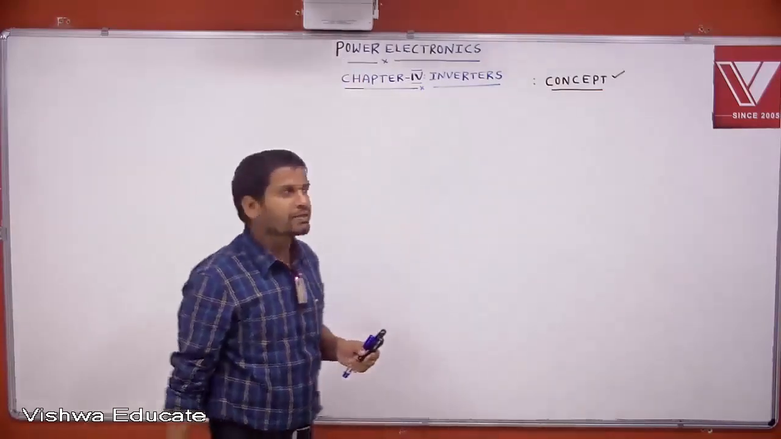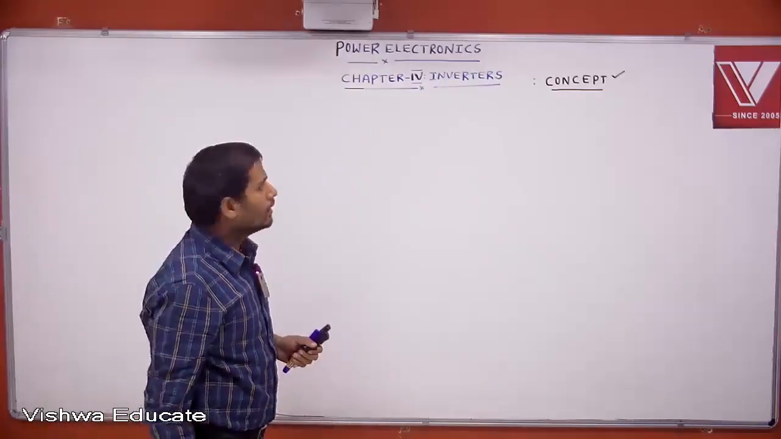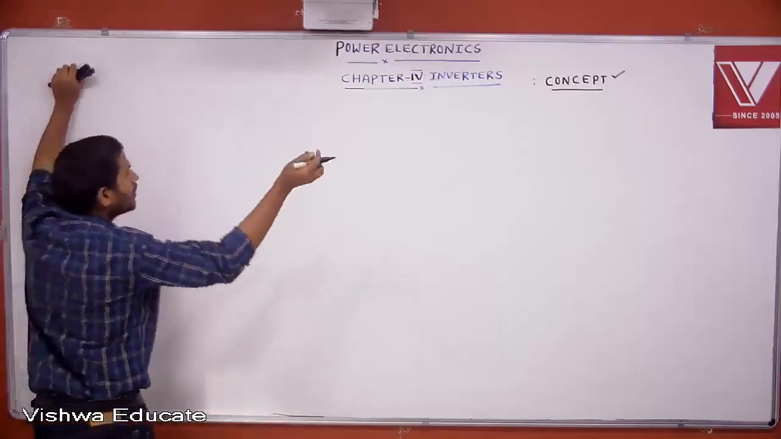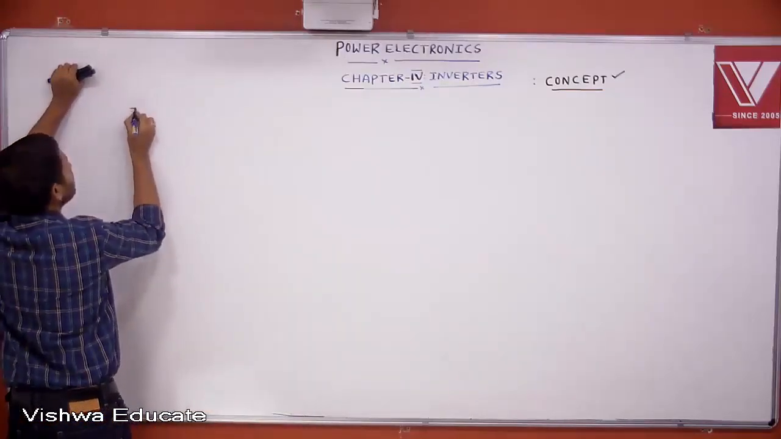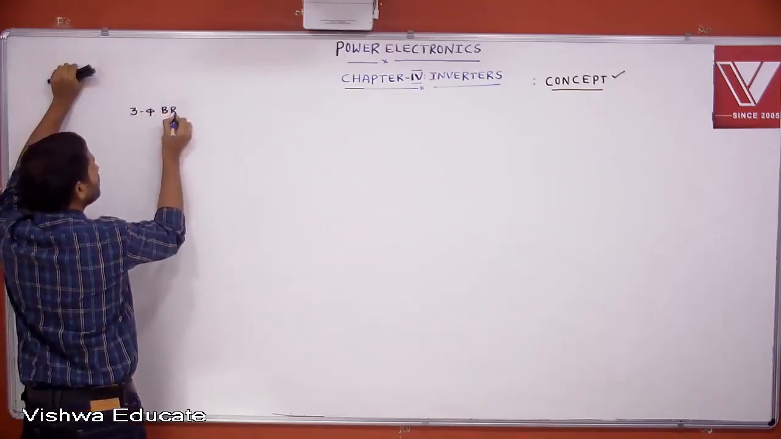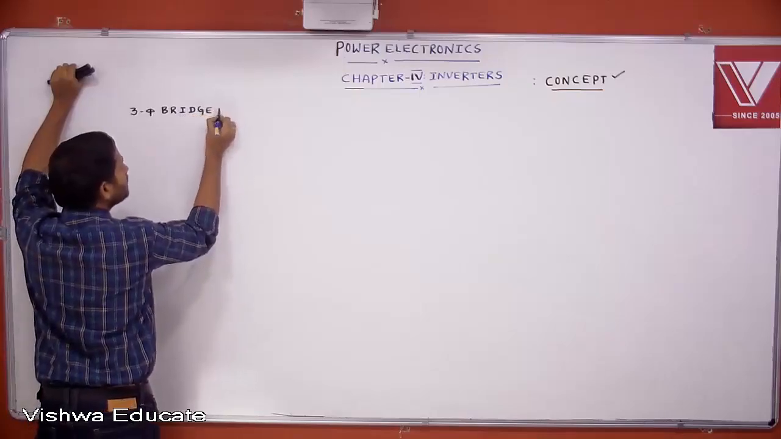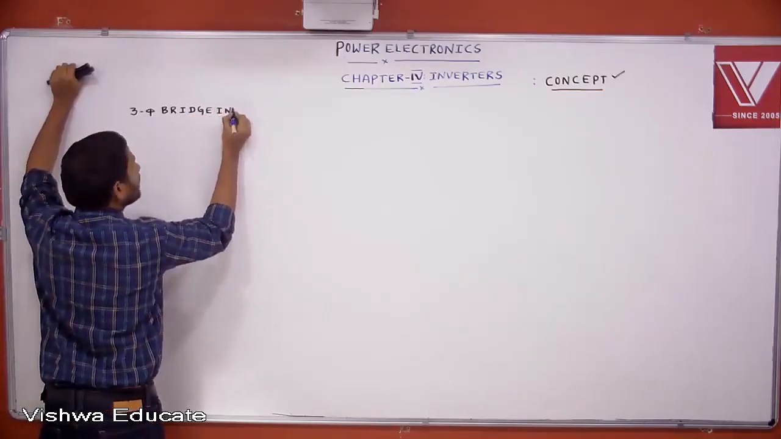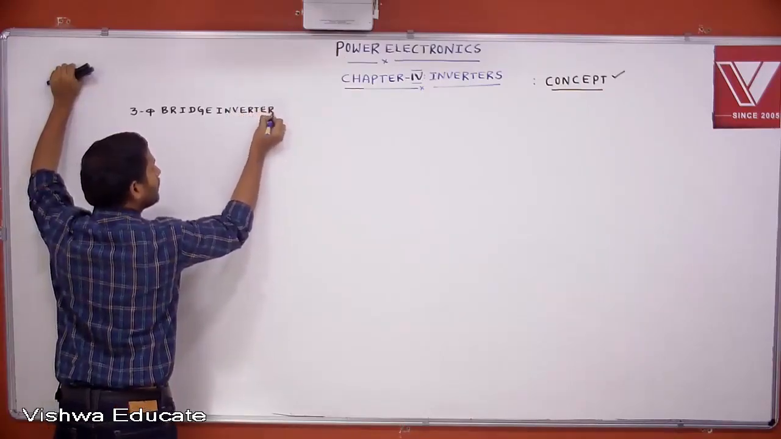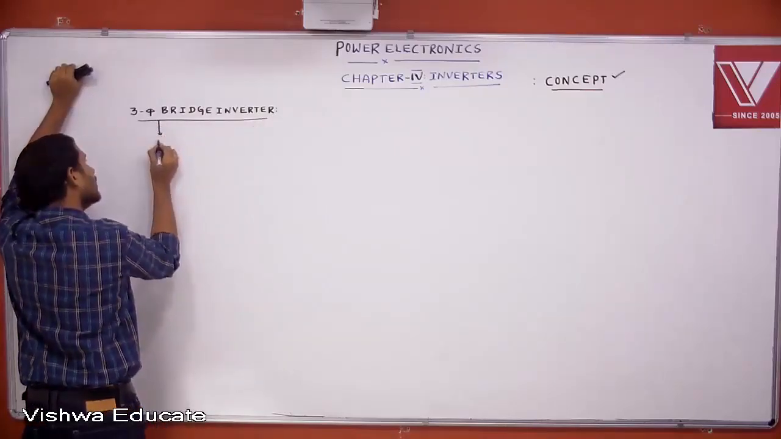In the last session I discussed in detail what exactly the 180-degree mode of operation is. Here we concentrate on a three-phase bridge inverter in 120-degree mode of operation. Three-phase bridge inverter concept continuation. Here I am discussing 120-degree mode of operation.